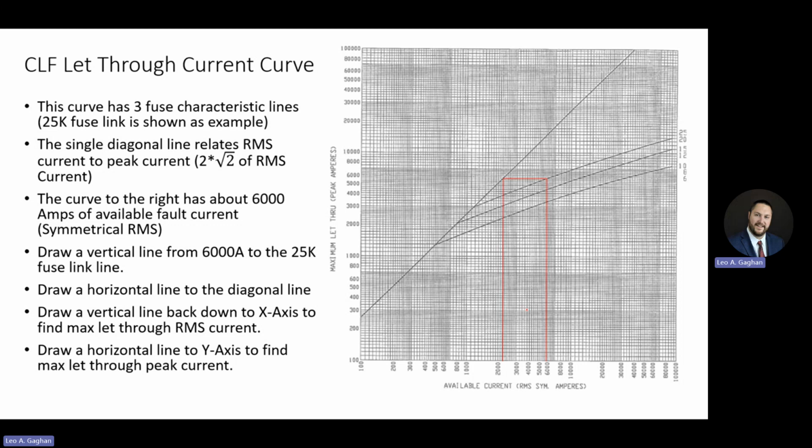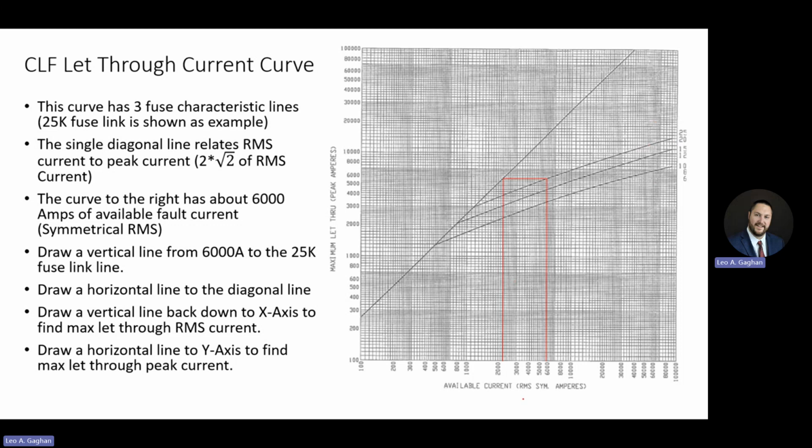So for this particular example, the curve has about 6,000 amps of symmetrical fault current available. We'll say that that's before the current limiting fuse. You'd get that from a fault study. And we can see here that this top line is being used for our 25K fuse, or a 20 if we had a 20. And then we also have some lines for 15 and 12 and some lower values like 10, 8, and 6.